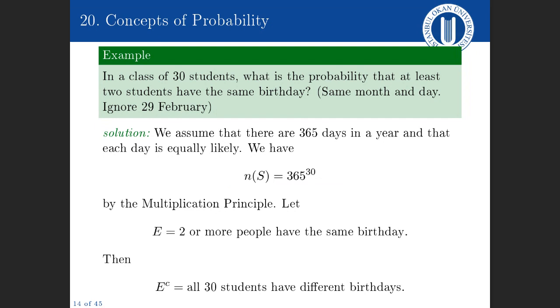Now, we want to calculate the probability that 2 or more people have the same birthday. And that could be quite complicated to do. It's possible to do, but it's a long calculation. What we're actually going to do is calculate the probability that all 30 students have different birthdays, and then we're going to do 1 minus this probability to get the answer that we want.